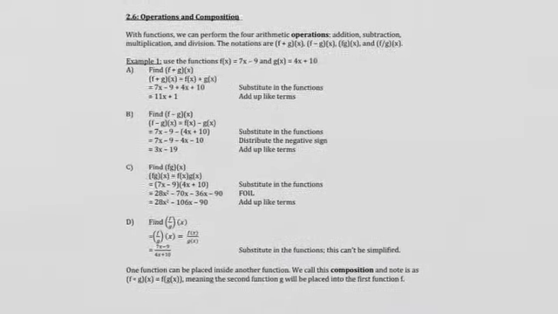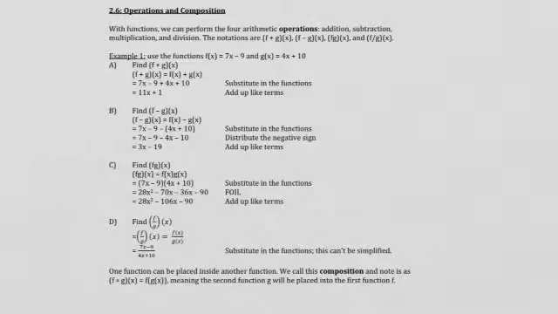Alright guys, so now we are going to talk about section 2.6, operations and composition. We are going to perform four arithmetic operations: addition, subtraction, multiplication and division. And this is where you need to understand again that if you don't know what you're supposed to know, you can find the answers. This is exactly the kind of problem where you have to be efficient and find the answers as quickly as you can.